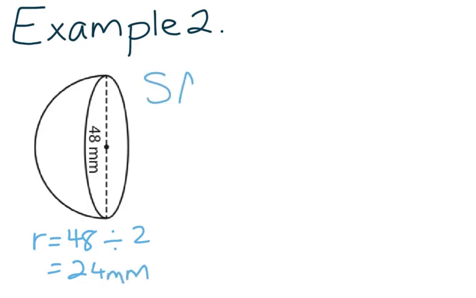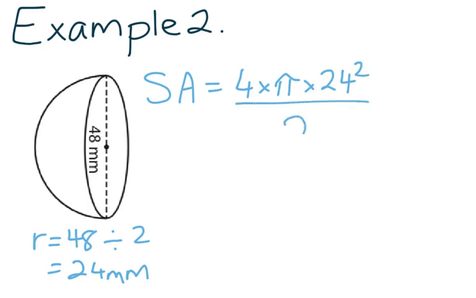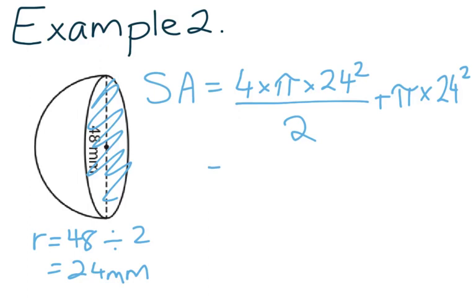We then do our surface area. So it would be 4 times pi times 24 squared for the full sphere. But we are halving that because we've only got half the sphere. But then we also need to add on this part here, which is a circle. So it's pi times 24 squared. So what we can do is we do this part first, just for some extra working out.